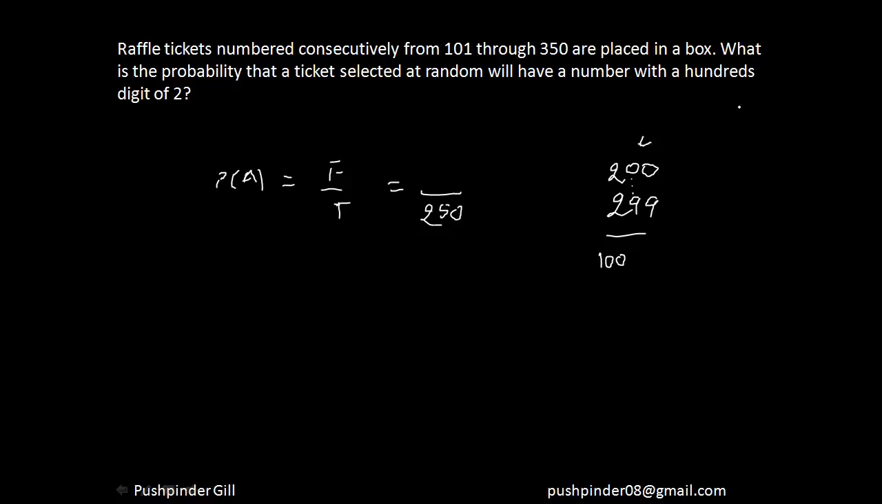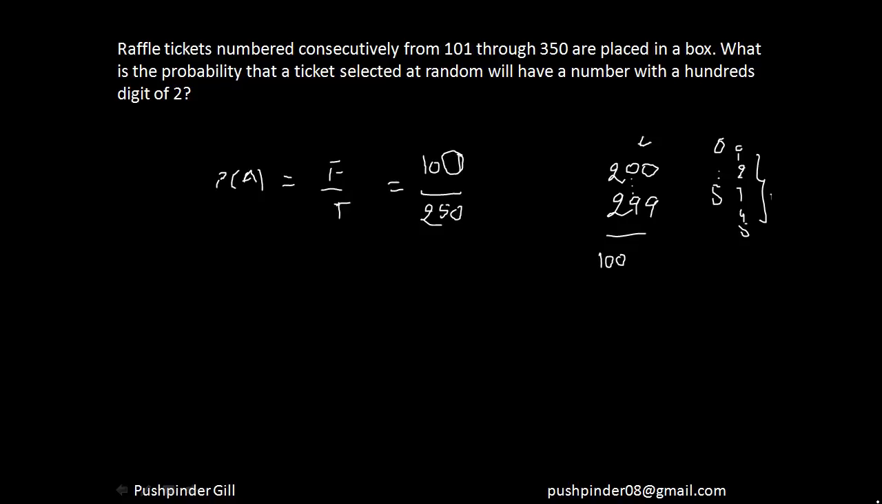Tell me how many digits are there from 0 to 5. It's not 5. If you calculate, it's 0, 1, 2, 3, 4, and 5, which is 6 numbers, right? Because 0 is also counted. Over here, 0 is also counted. That means there are 100 numbers. So the probability is 100 by 250. Right? So I hope everyone understood.